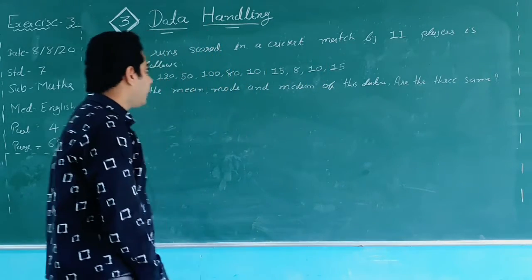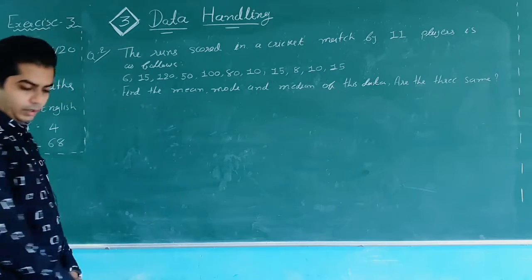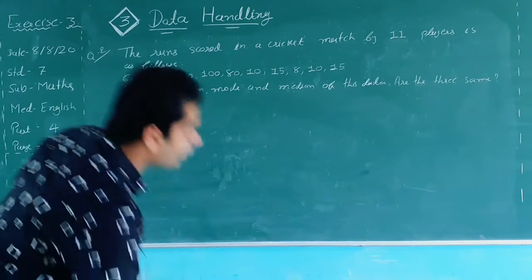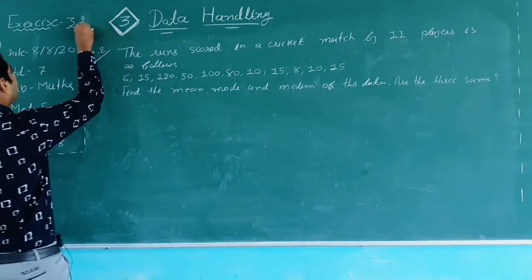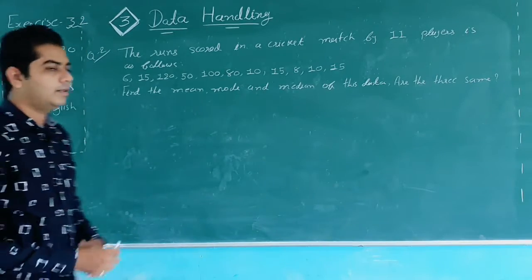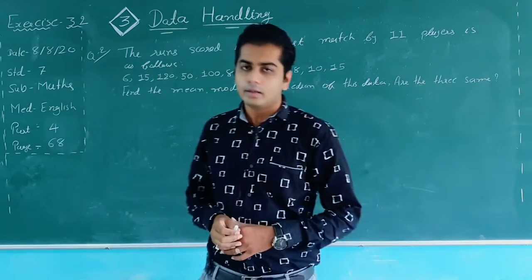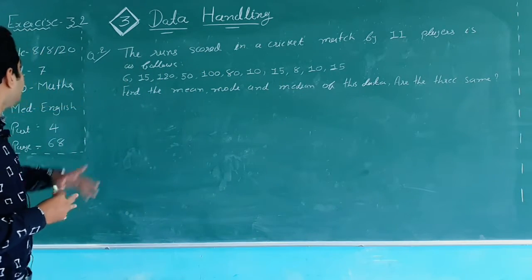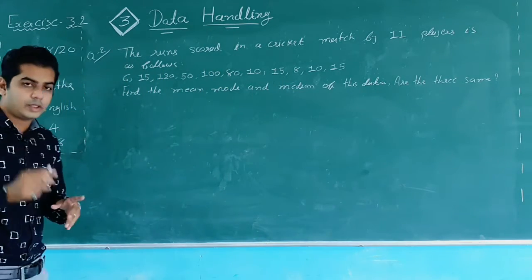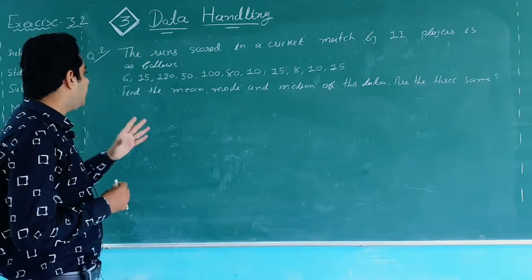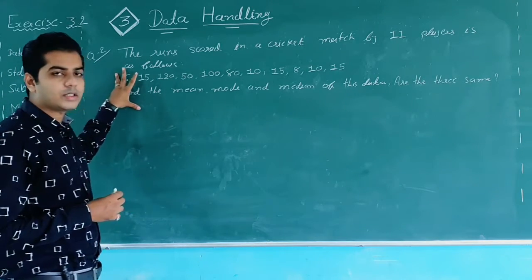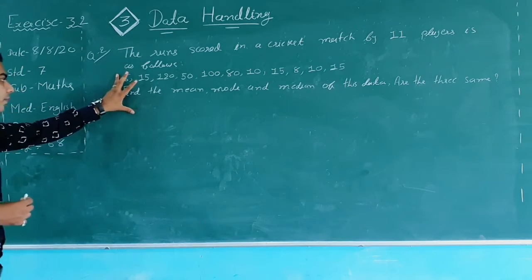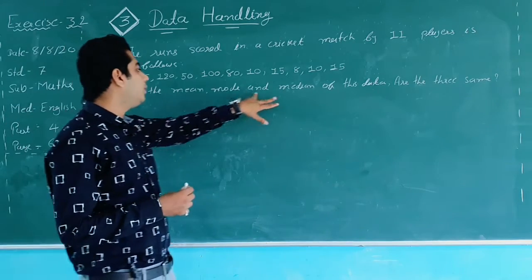So without wasting time, we are moving on to our exercise 3.2. Lastly we completed exercise 3.1 with question number 8. Now we are moving on to question number 2 of 3.2. I am not taking question number 1 because question number 1 is the same as question number 2. The only difference is that you have to find the mode and median only.